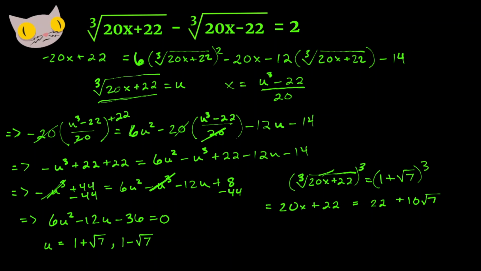Subtract 22 from both sides, gets rid of that. So we have 20x is equal to 10 times square root 7. We'll divide 20 on both sides, and that gives us x being equal to 1/2 square root 7, or square root 7 over 2. And that's our final answer.